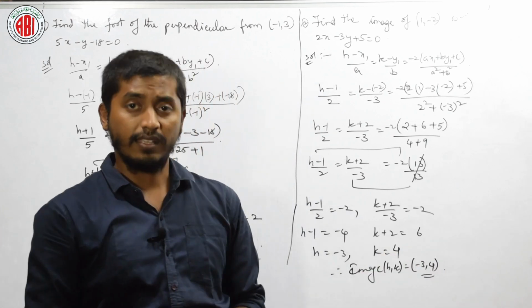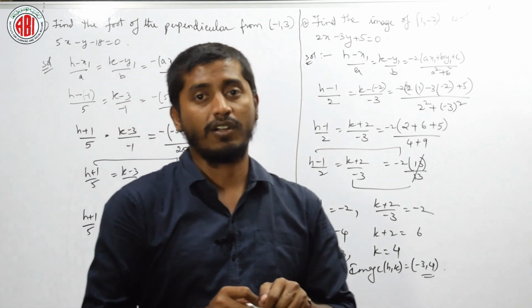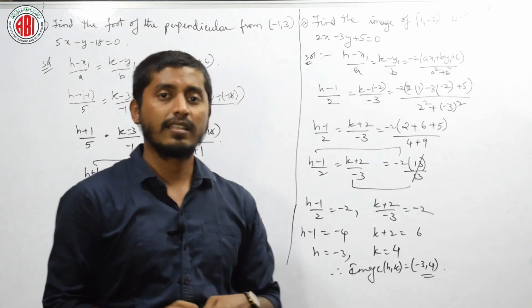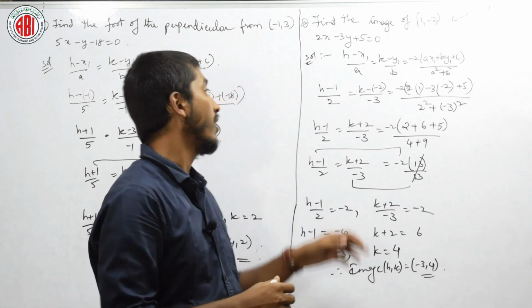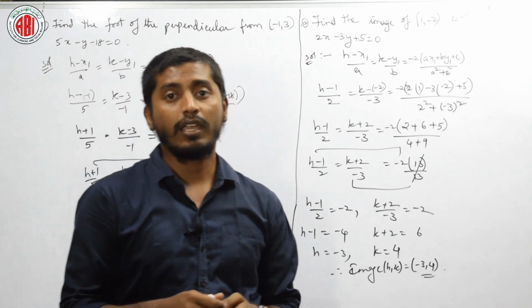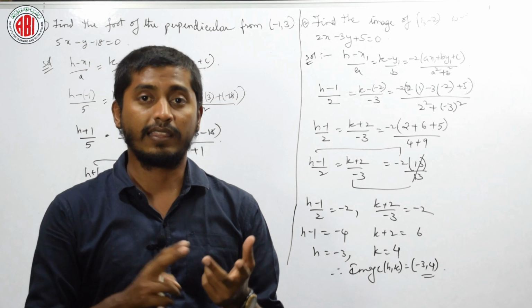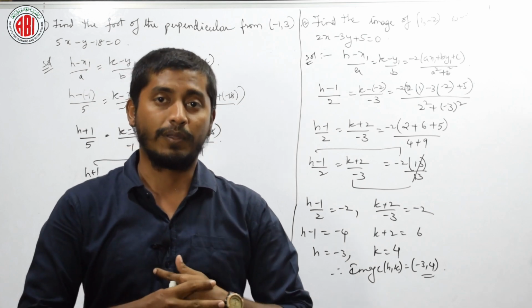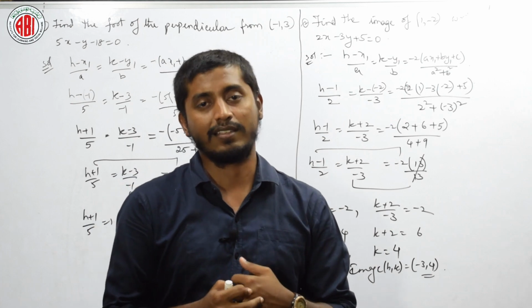Is it clear? This is how we find the foot of the perpendicular and image of a particular point with respect to a given straight line. Okay. In this class, we have discussed the foot of the perpendicular and the image theorems with its problems. Okay. Let us discuss the other topics of the straight lines in the next class. Thank you.